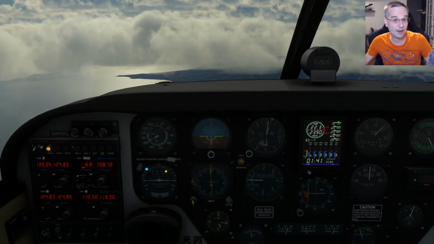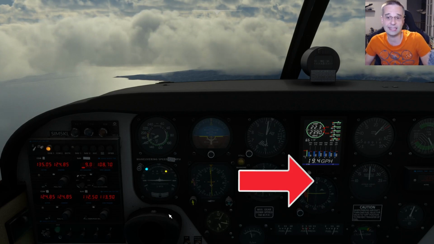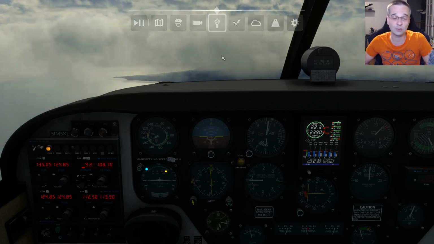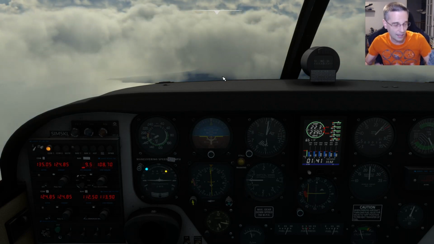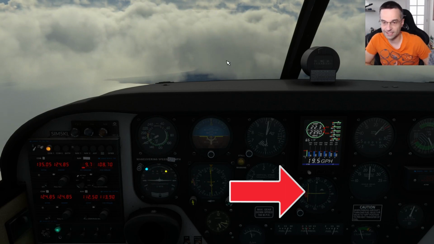We're going to be using the nav2 to track that VOR, so we need to twist the OBS knob on the nav2 as well and set it to 328. And I actually set all of this up before takeoff so that I didn't have to fiddle with the radios during the flight, which is why it's already set. We're already picking up the signal from that VOR because the needle is deflected to the left.